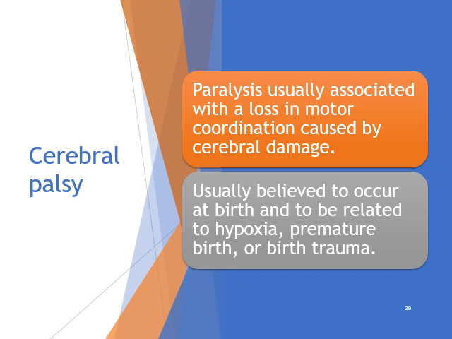Hypoxia, birth trauma. So cerebral palsy is a paralysis usually associated with a loss in motor coordination caused by cerebral damage. So don't think of them as always having a mental impairment. In this show, he was very smart, this young man. He was 16. He'd learned to get around and take care of himself, and they can. So it doesn't affect their brain. It's just that their body suffered from a lack of oxygen at birth. So cerebral palsy.